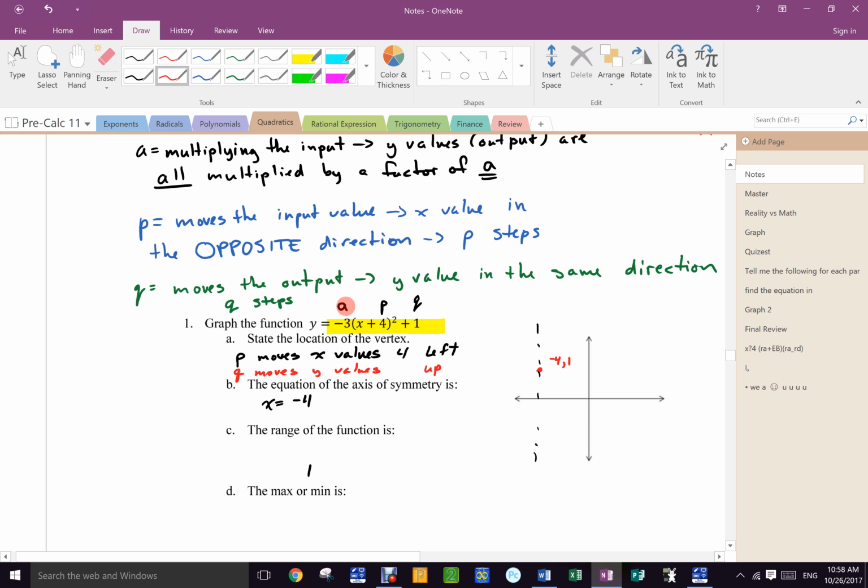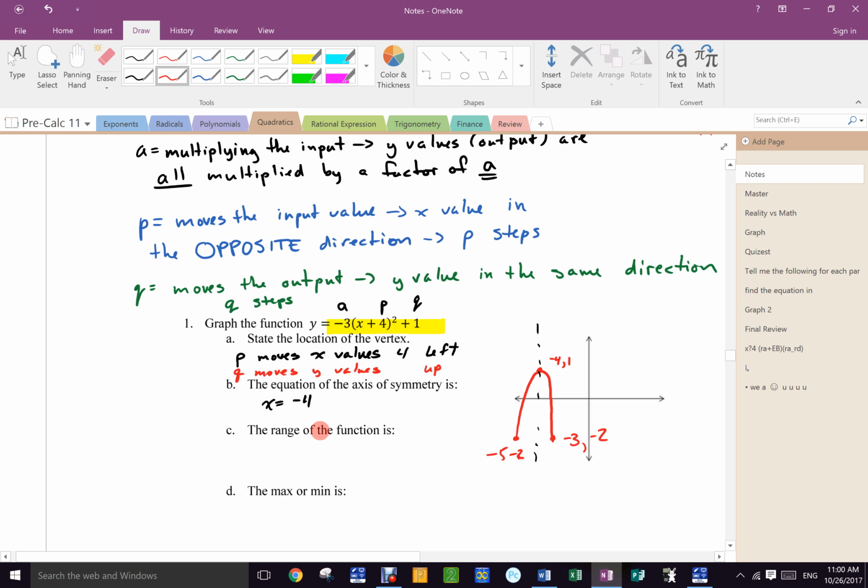From 1 down 3 to what? -2. Now I know that because this is an axis of symmetry, every point on the right has to exist on the left, yes? So I got to have another point down here at -2. And what's the x value going to be? -5, because I went 1 that way. Is everybody cool with that? So this is what my parabola looks like. It's skinnier because it's been stretched this way. Okay? Everybody cool?